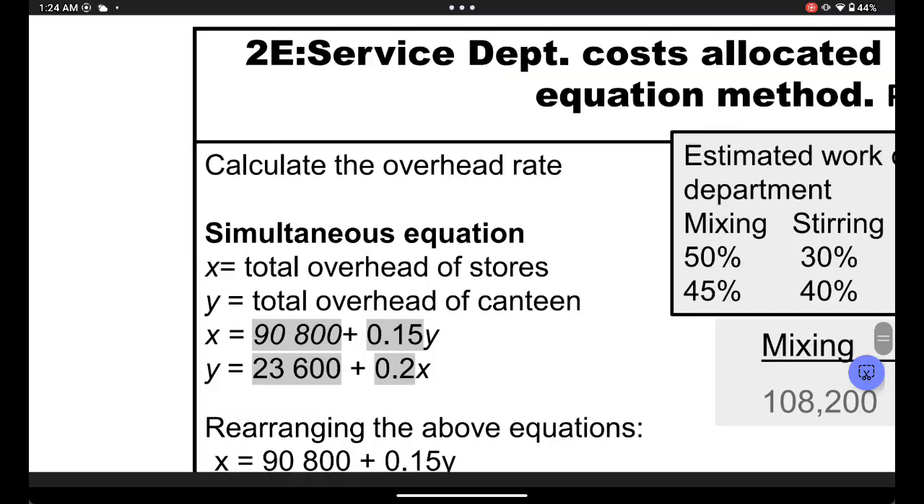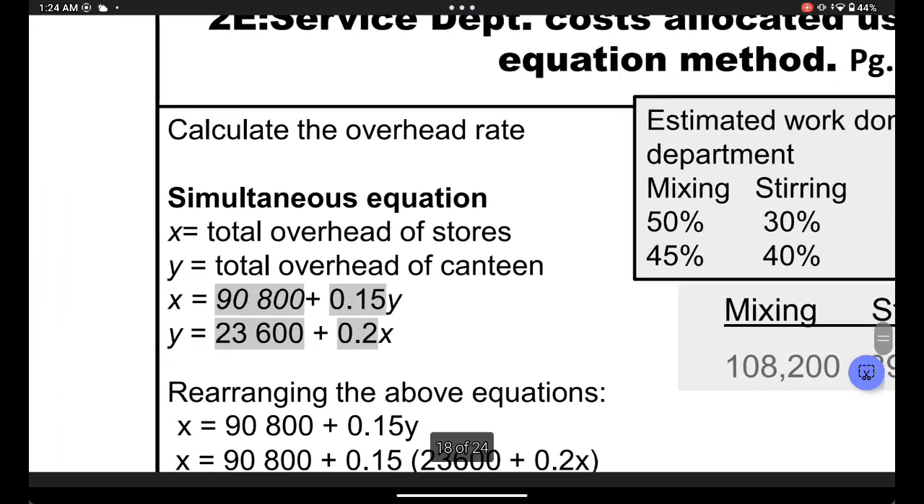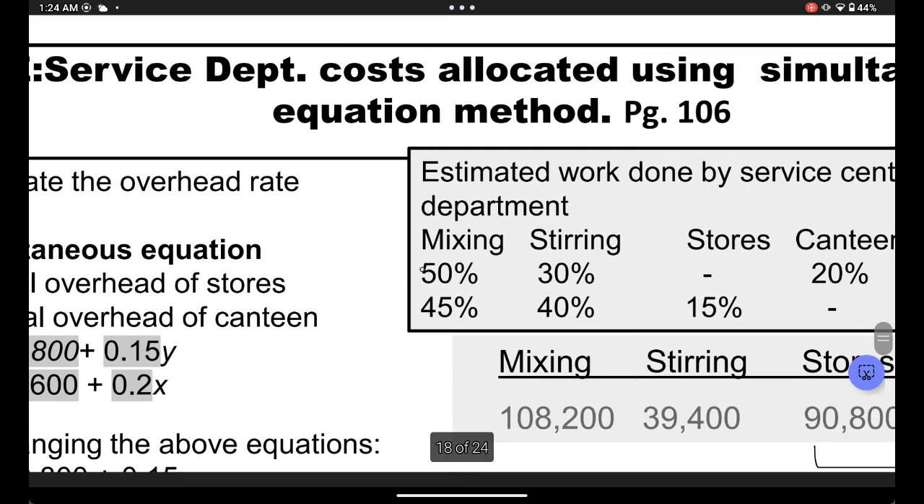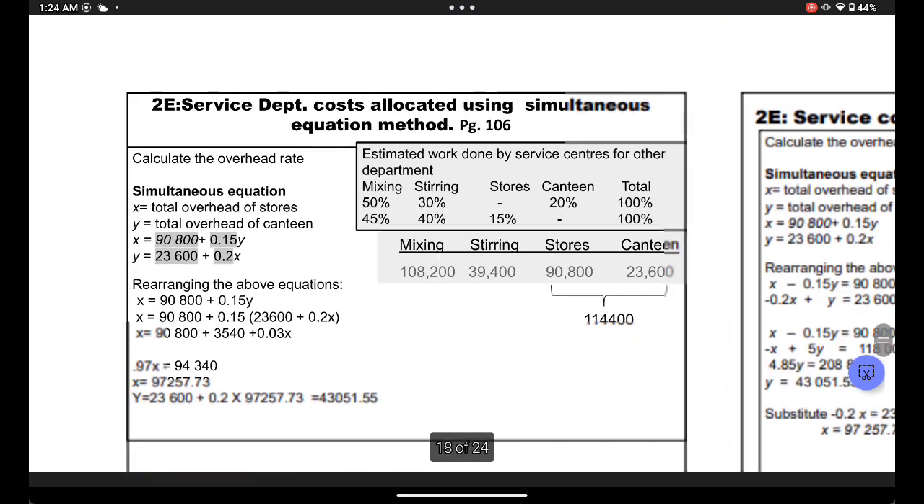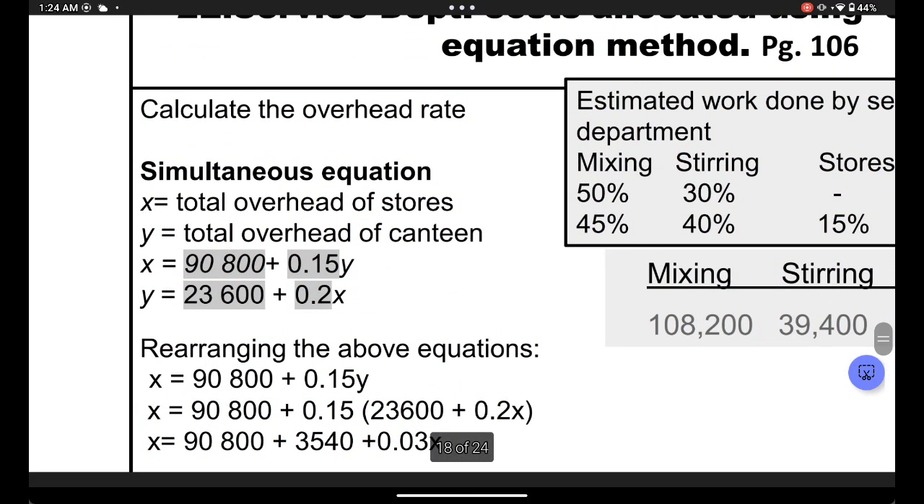Done. Now for the overhead of the canteen, Y is equal to the total cost of the canteen, 23,600, plus something X. Because every time I do this, I do the opposite of what variable I put. So if I go to the stores account, the opposite account, and see what canteen has, it's 0.2, which is 20%. So put 0.2X, done. So now what you do is very simple, you solve them as simultaneous equations, right?